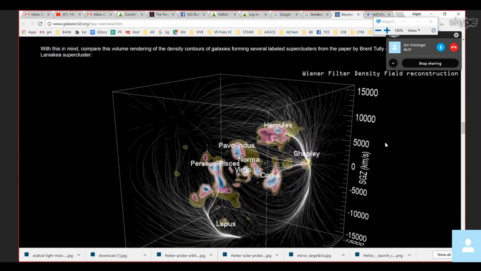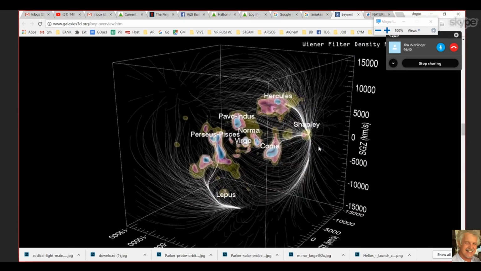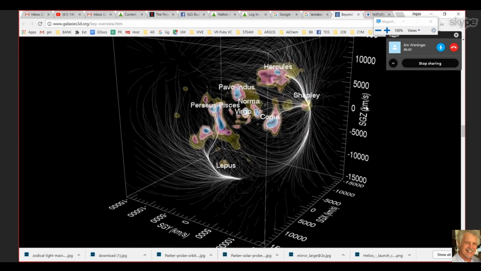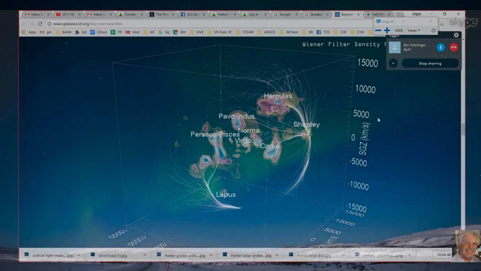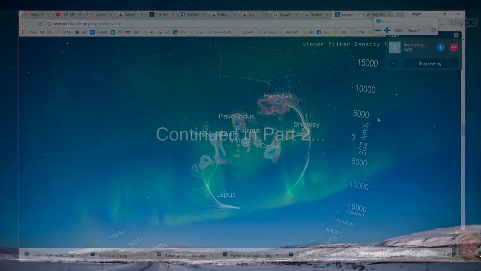It's funny because they map it into a Cartesian space, but they label the axis as velocities. Which for me is just a lot of cognitive dissonance.